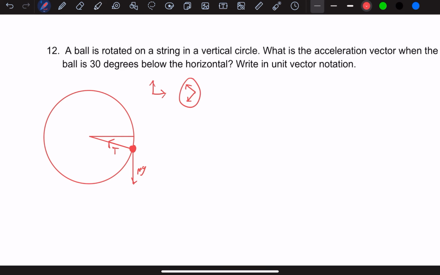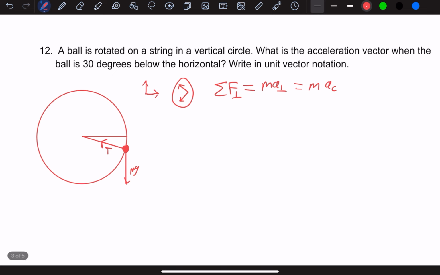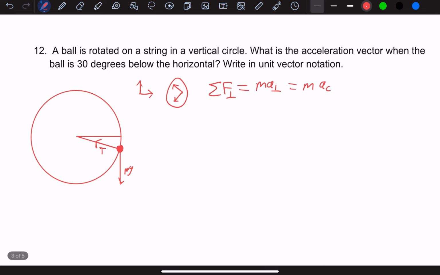So that would mean the sum of all forces in the radially inwards direction is equal to the mass times the acceleration in that direction. The reason we did that is because that's going to equal mass times the centripetal acceleration. Well, what is the sum of all forces in the centripetal, or radial inward, direction? It's just going to be tension.